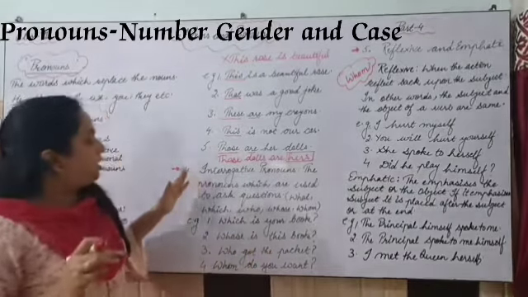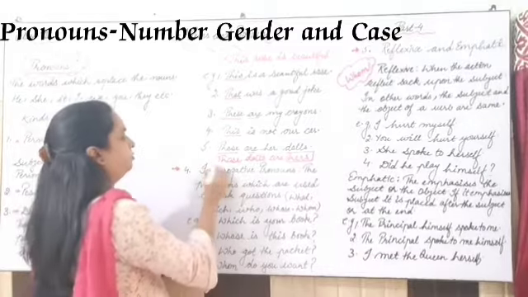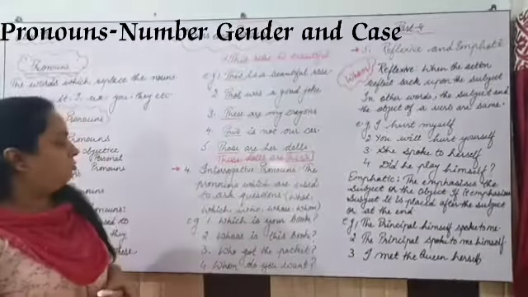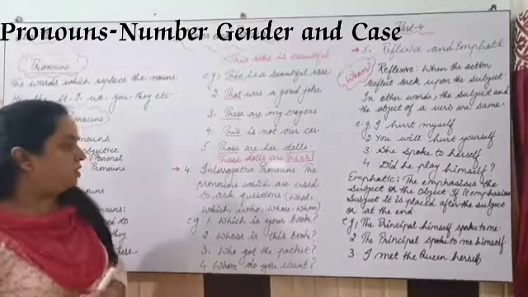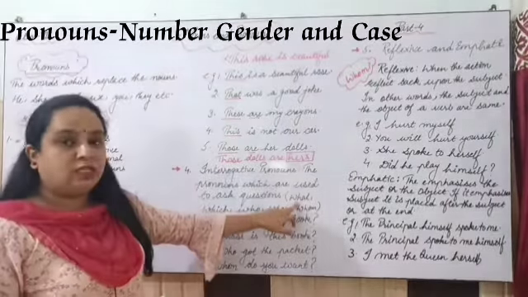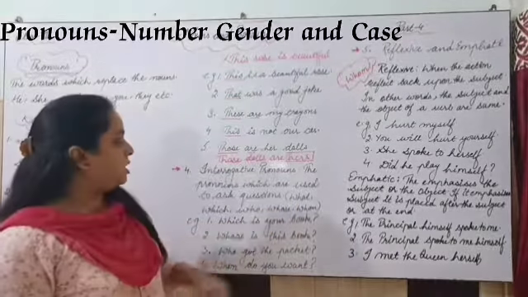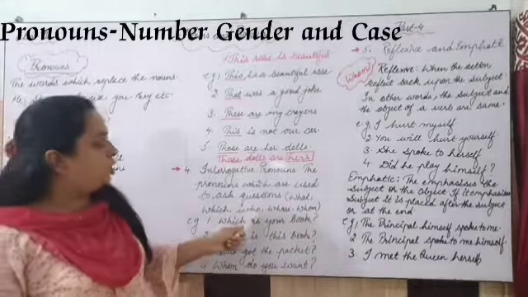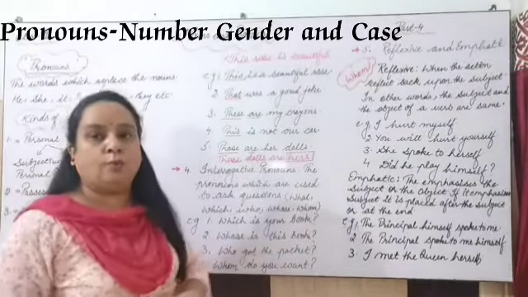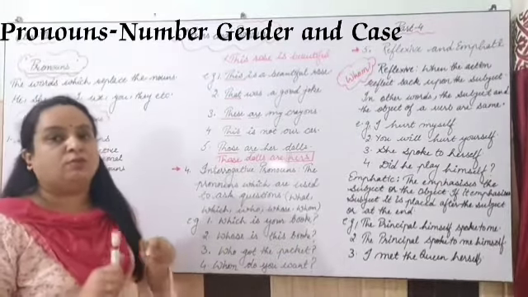Okay. Next one is interrogative pronoun. So interrogative pronouns are the words, WH family words are the interrogative pronouns, and these words will ask the question. So the words like what, which, who, whose, whom, these words will work as interrogative pronoun.